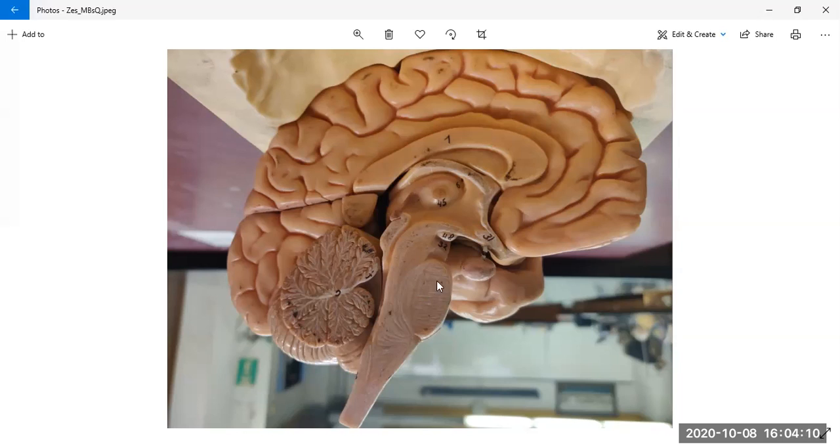And then you have the pons. Somewhere here in the middle is the midbrain, including this structure. This is the frontal lobe, and this one is the occipital lobe, just close to the cerebellum. And in the middle is the parietal lobe, and this whole thing is called the cerebral cortex.